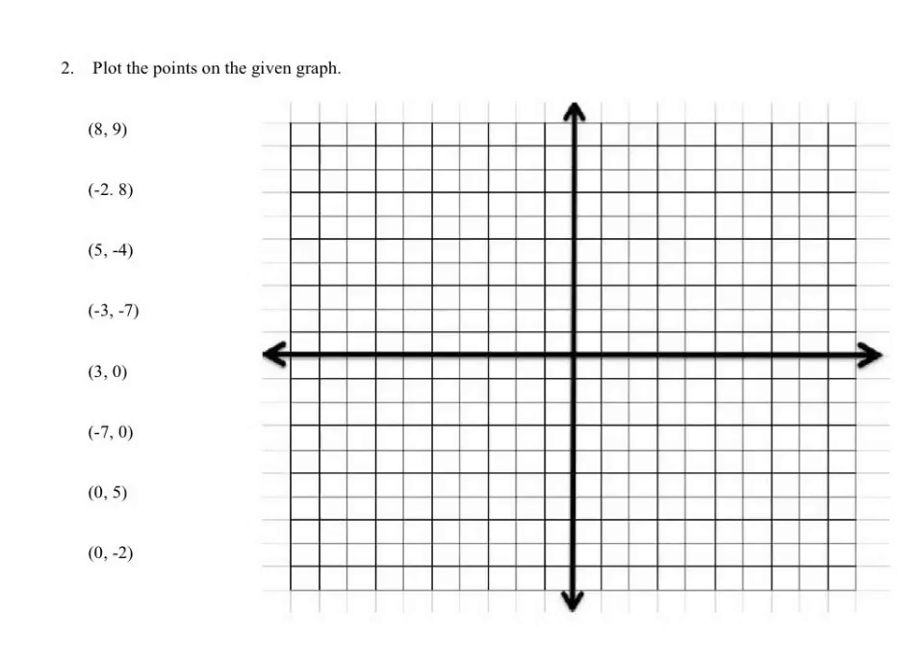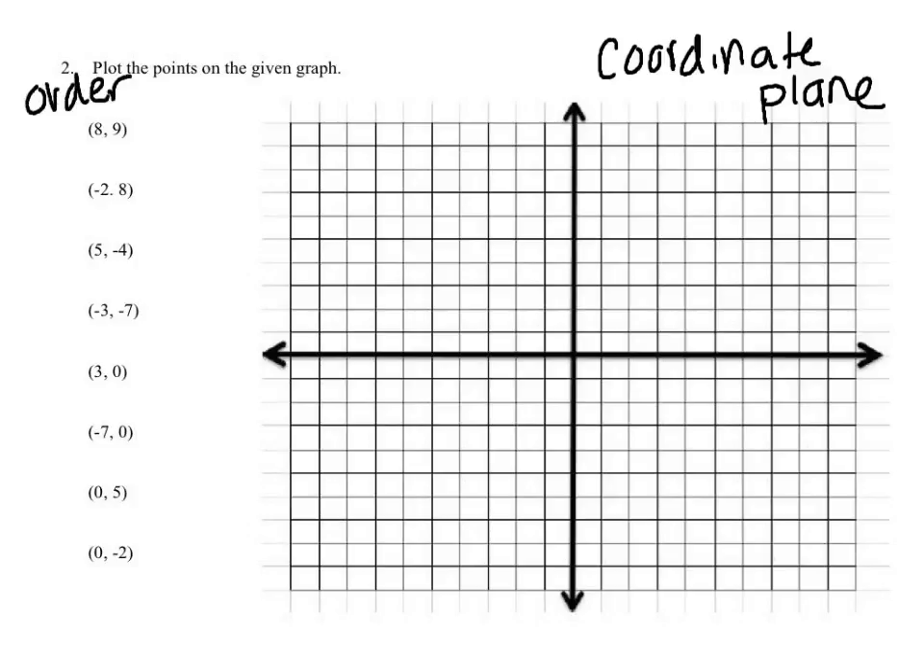For example 2, we're going to look at how to actually plot points on a coordinate plane. A coordinate plane is this graph right here. These points over here are called points or ordered pairs. So let's start plotting some of these.